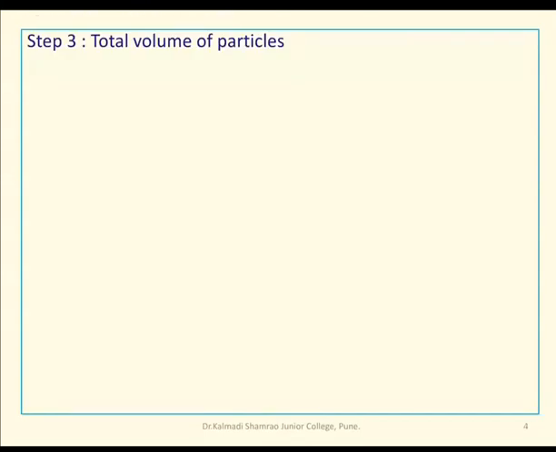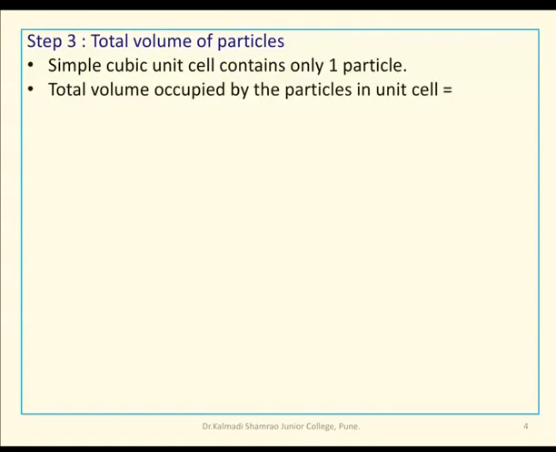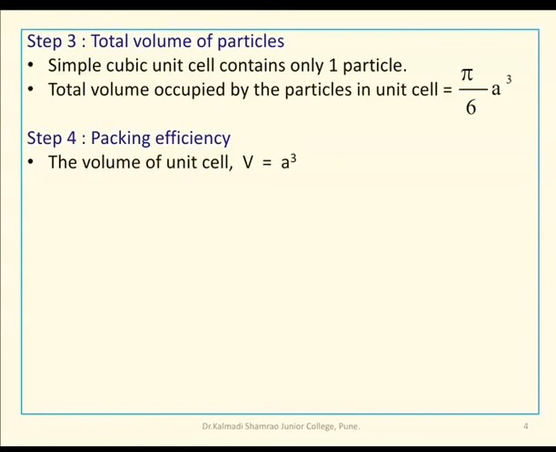Now step 3 is to calculate the total volume of particles. Simple cubic unit cell contains only one particle. Total volume occupied by the particles in the unit cell is already calculated as pi by 6 a cube. Now, packing efficiency of simple cubic unit lattice.